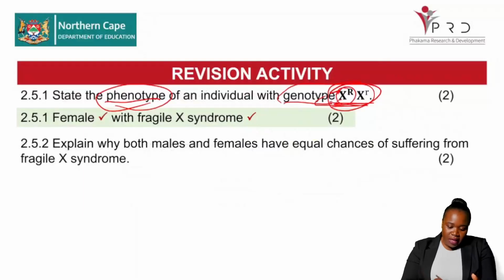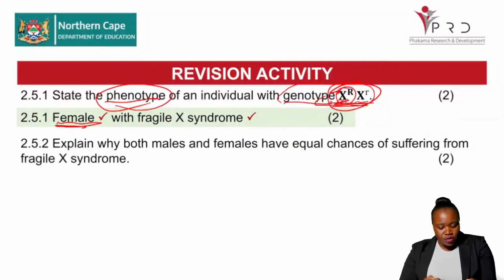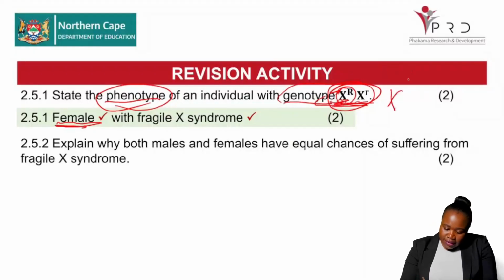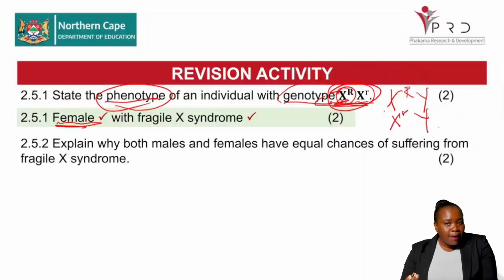So female, again, you must mention that this is a female. How do you know? Because it's 2 X's, right? So it's a female with Fragile X syndrome. If the question was X capital R, Y, you would say this is a male with Fragile X. If it was X small letter r, Y, a male without Fragile X.